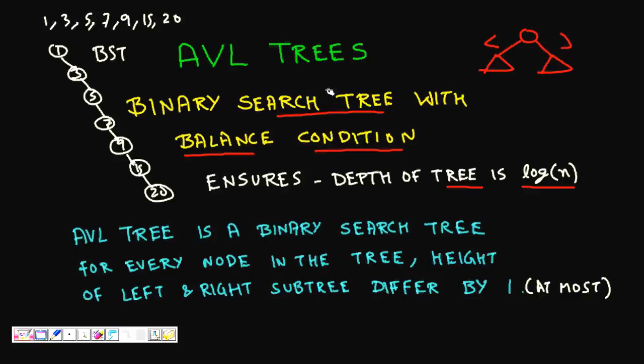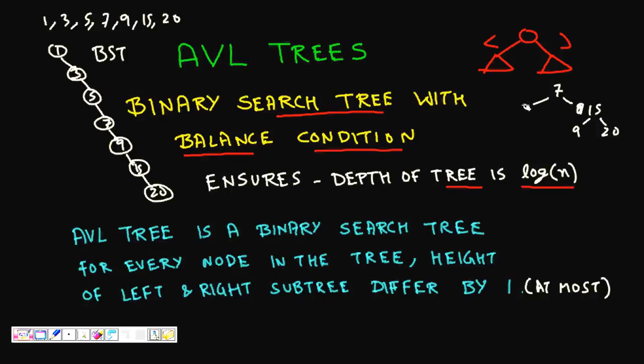So we would like something like 7, then 15 and 20, 9. Then we could have here 3, then 1, then 5. So this is a much nicer tree. It is a binary search tree, but it is balanced. It is not just growing in one direction, it is a complete tree, and the height is less. So we want something like this: an AVL tree, a binary search tree with a balanced condition.